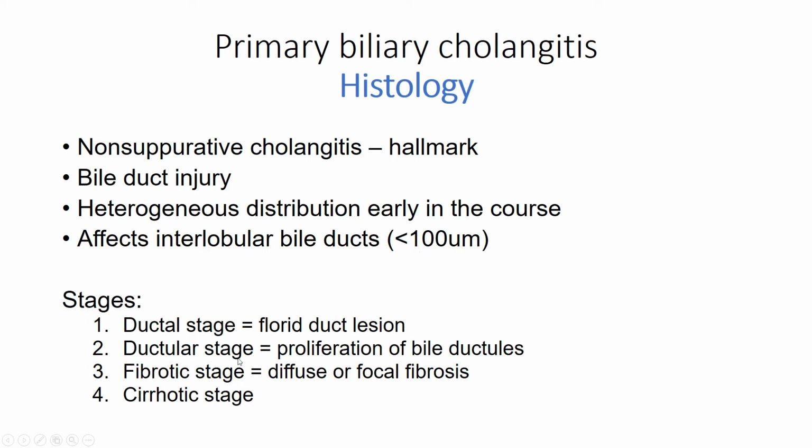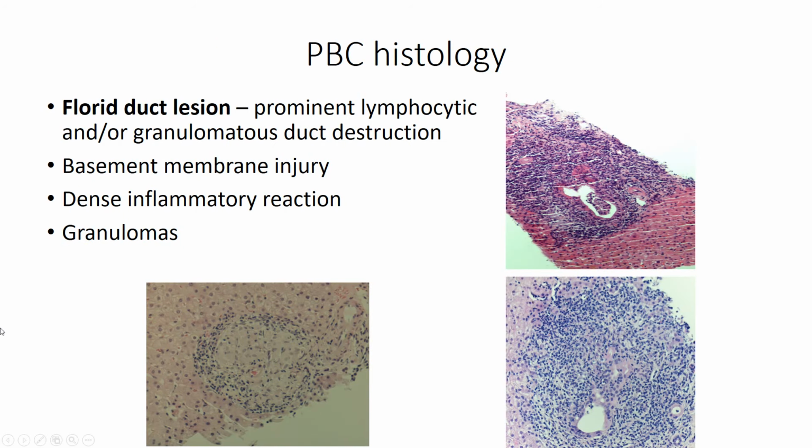There are stages. Again, we do not have to go in depth into this, but florid duct lesions are found mostly in the primary stage, stage 1, but they can also be found in stage 4. So just because there's a florid duct lesion doesn't mean that it's only stage 1, because florid duct lesions, that duct destructive granulomatous inflammation around bile ducts, goes on until the liver becomes cirrhotic. So a florid duct lesion is composed of lymphocytes and histiocytes surrounding a bile duct.